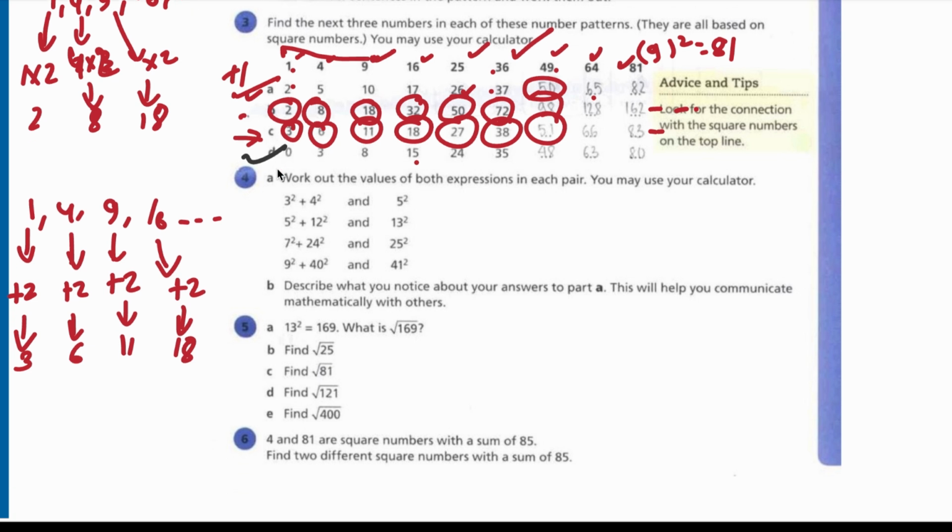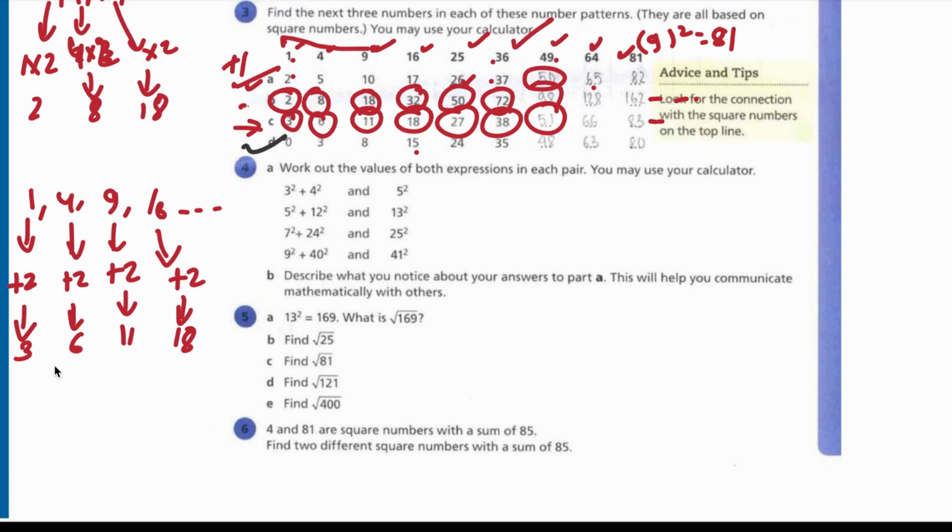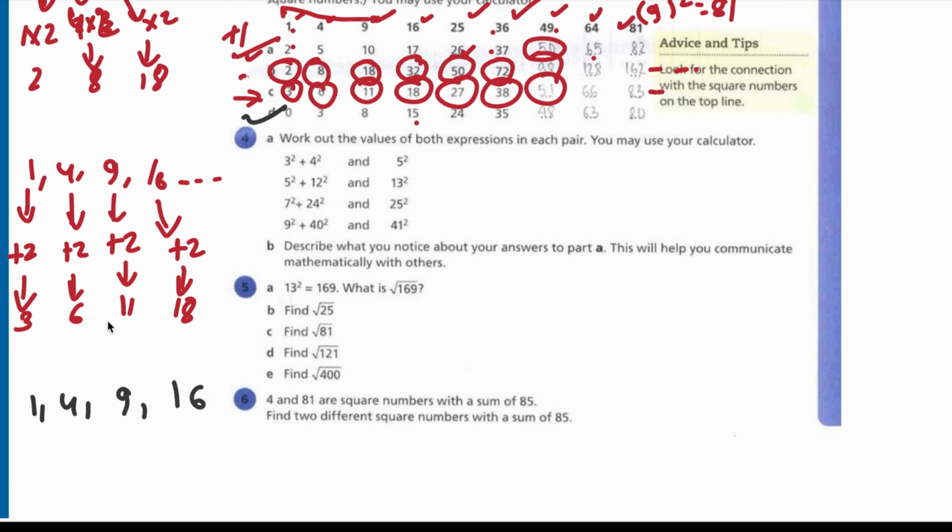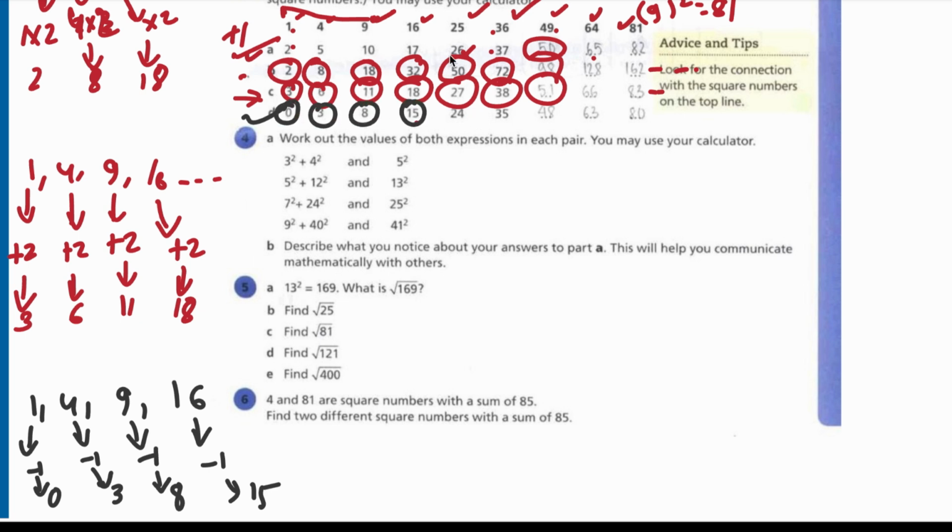Okay, so they are simply subtracting 1 from 1, 4, 9 and 16. 1 minus 1 will give you 0. 4 minus 1 will give you 3. 9 minus 1 will give you 8. 16 minus 1 will give you 15. Same thing, 0, 3, 8, 15.